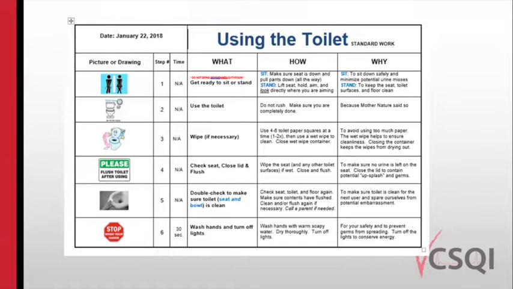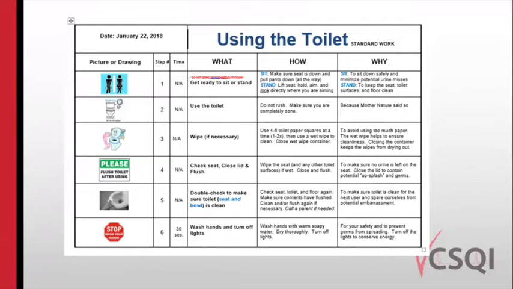Step 4, we ask them to make sure that you flush the toilet, close the lid and flush, and we emphasize how that should be done and why it's important. Because I have 2 small boys again, we ask them to double check and make sure that it's flushed again. And if there's any issue, we want you to make sure and call mom and dad before we leave the bathroom so that nobody has any surprises in the future.